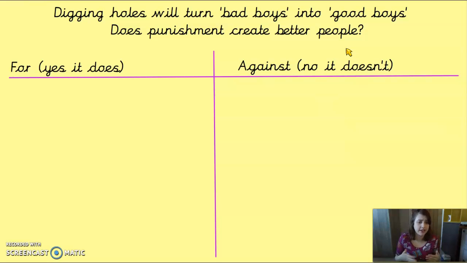Does it make them different? Does it make them better? And link it to the fact that we've read all about Holes. We know what happens to Stanley and some of the other characters at the end. Are they better people because of it?